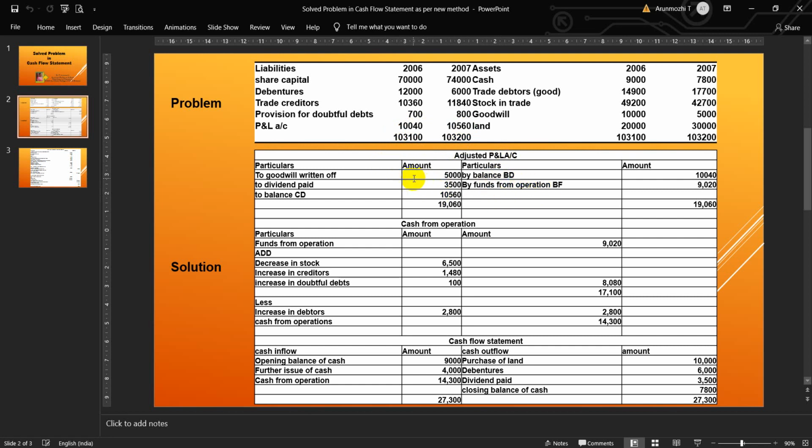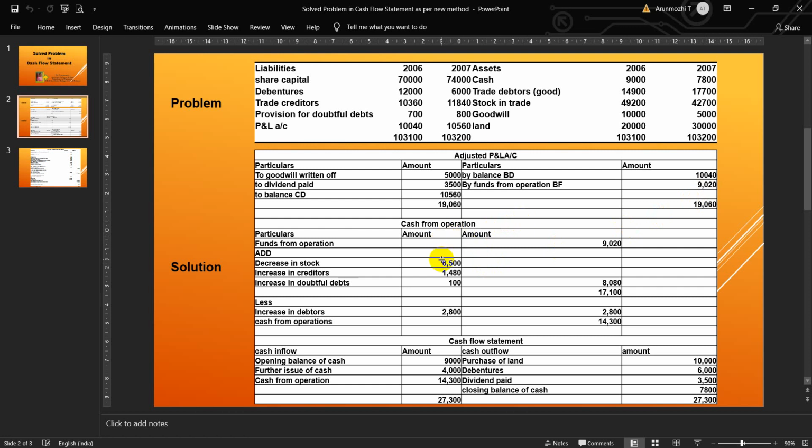Next, goodwill written off and dividend paid have to be taken here. Goodwill is 10,000 in value and 5,000 for 2007, so there is a difference of 5,000. Dividend paid is given as 3,500. So you get a balance of funds from operation. The balance comes to 9,020.